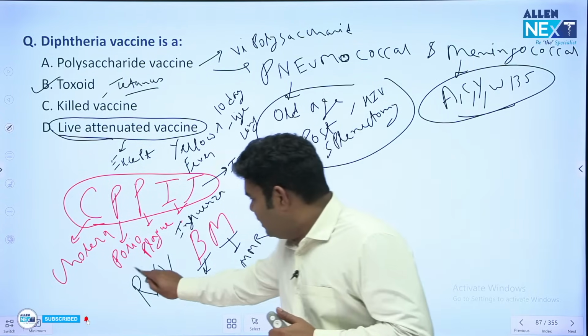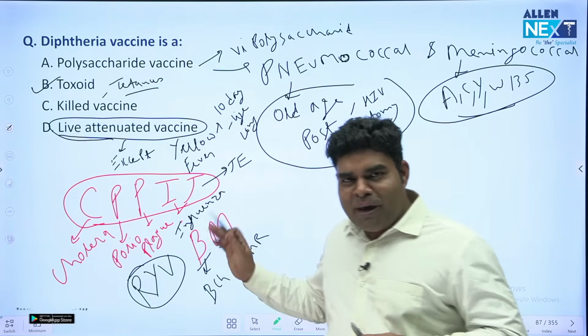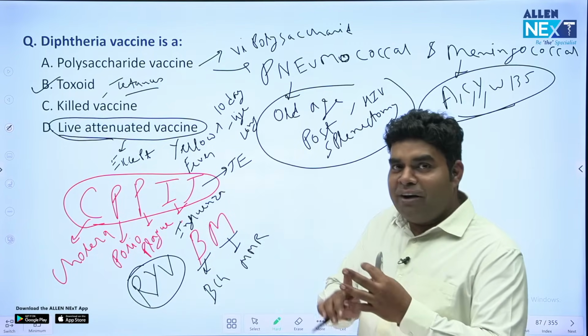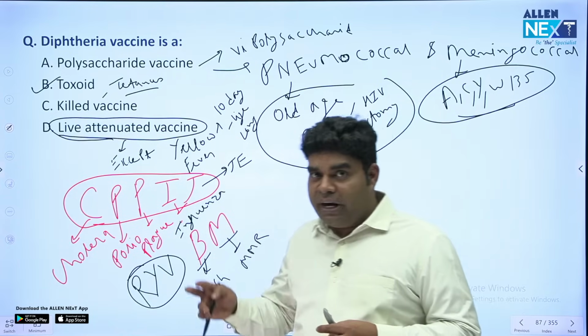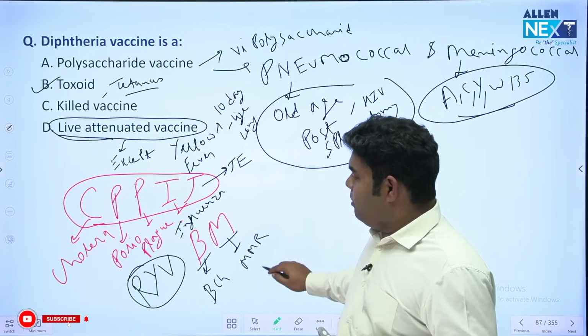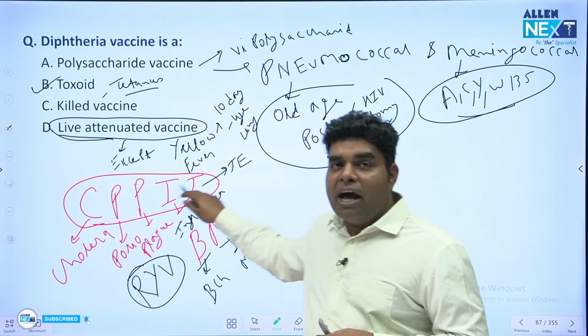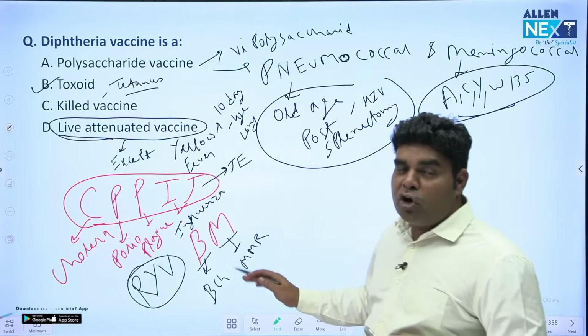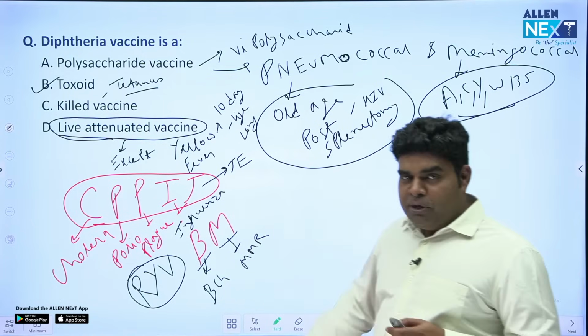Just memorize it. Come to CPP-IJO, rota virus, yellow fever, varicella, whose strain is Oka strain, and then BCG and MMR. These are the vaccines which are live vaccines. They are not given in immunocompromised or HIV positive patients and all.